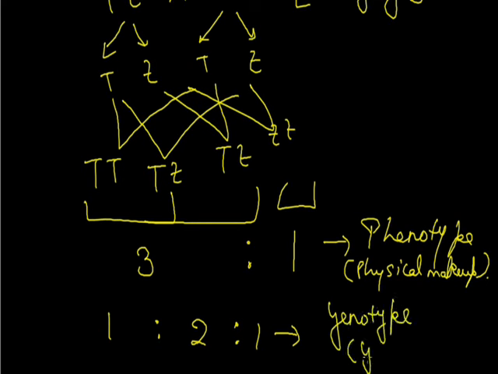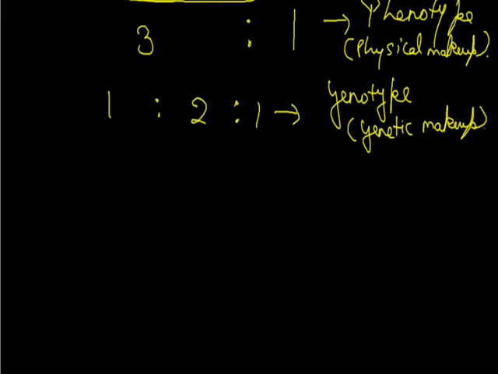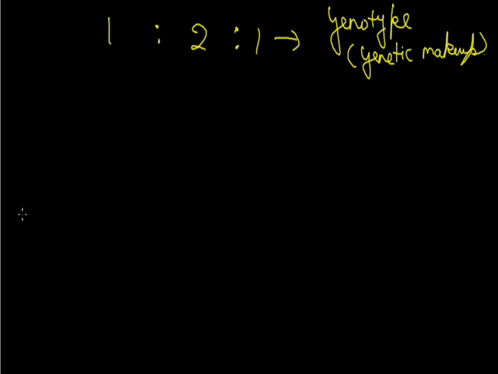Genotype is the genetic makeup of the body. Genetic makeup means we can find genetically that one is capital T capital T, that is the pure line of tallness. Next, two are recombinants, that is capital T and small t, you can say hybrid. And the third is the pure line of dwarf plant. And so on, you can practice different types of characters. You can take two characters or three characters to breed with each other.